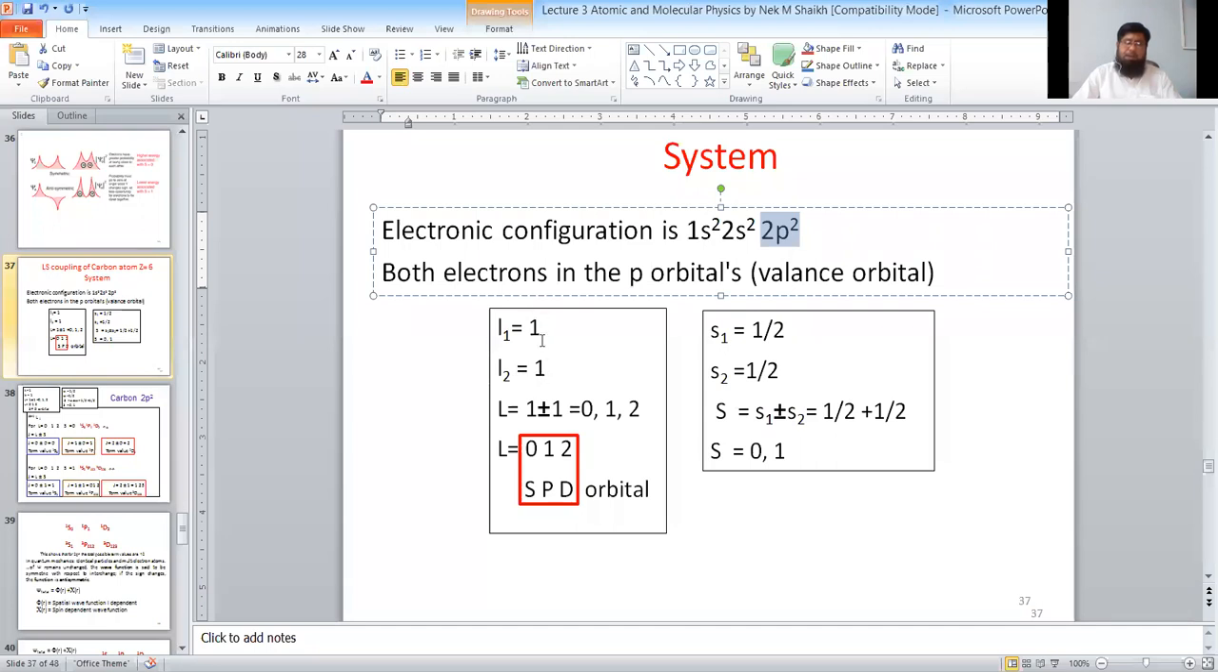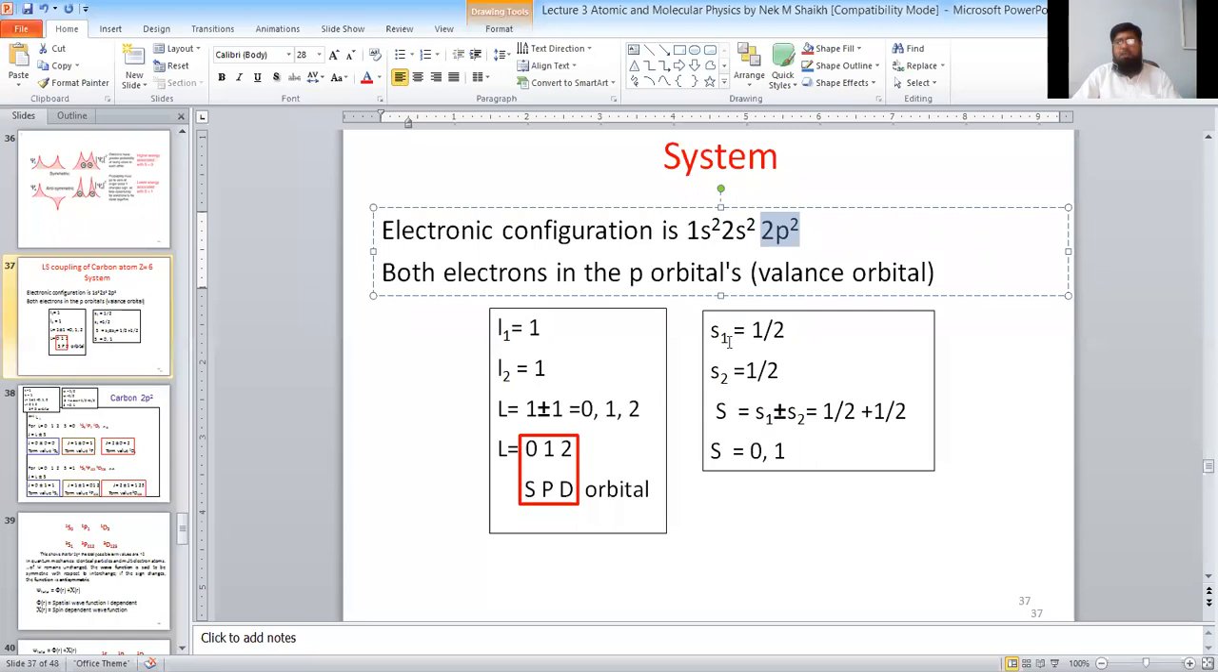If we combine them, subtraction gives you 0, and addition gives you 2. So as a resultant, the series runs from 0 to 2. So the L value is 0, 1, 2. For 0, it is an s orbital. For 1, it is a p orbital. For 2, it is a d orbital. So s, p, d are the orbitals here.